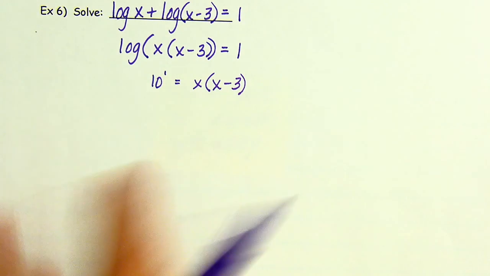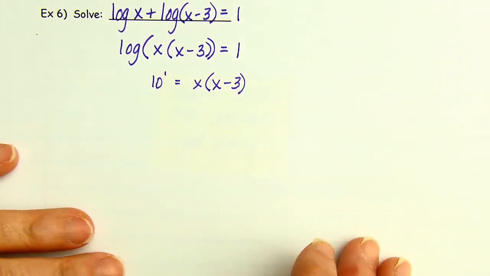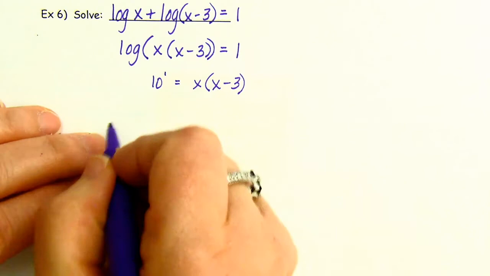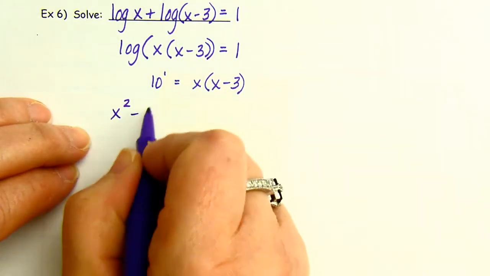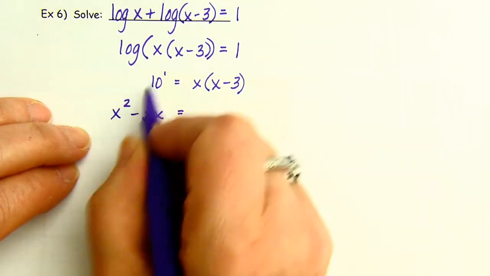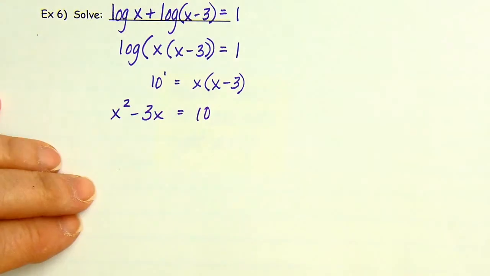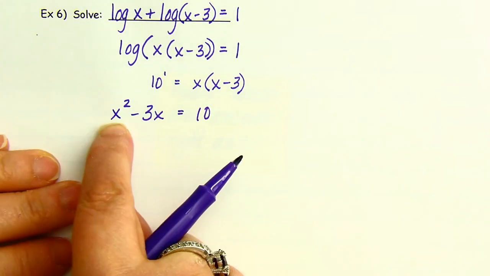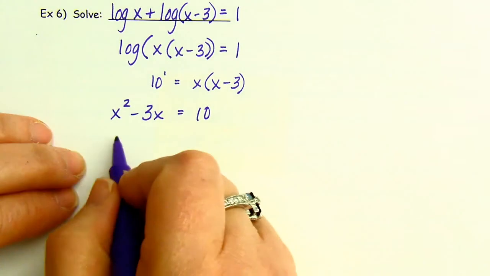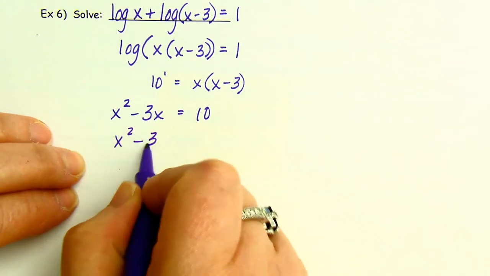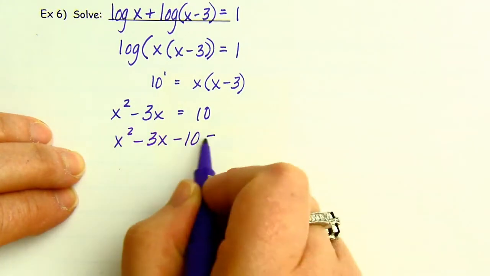Now I'm going to multiply this out. I'm going to move it to the left side because I like my x's on the left side. X times x is x squared. X times negative 3 is negative 3x equals 10 to the power of 1 is 10. It's quadratic. I have quadratic, linear, and constant. Move the constant to the other side. X squared minus 3x minus 10 equals 0.